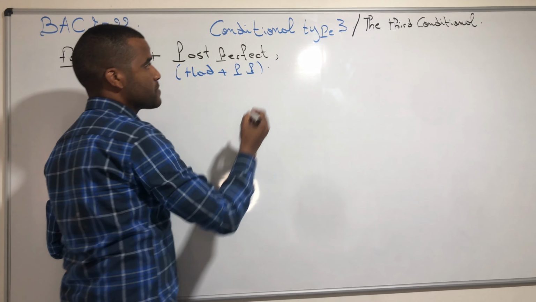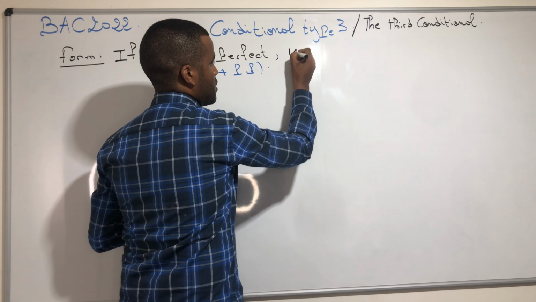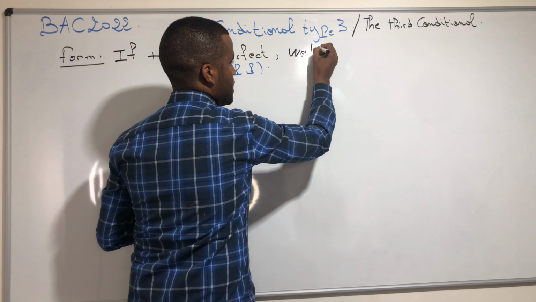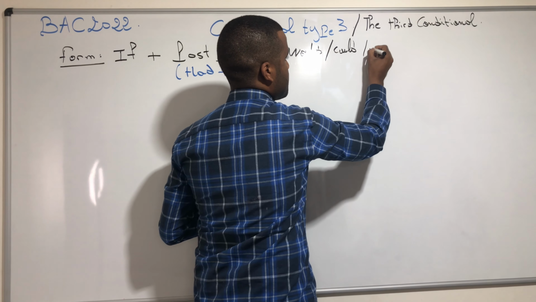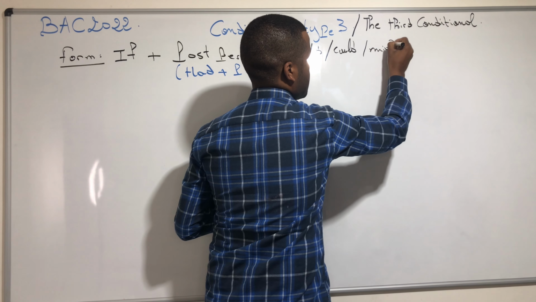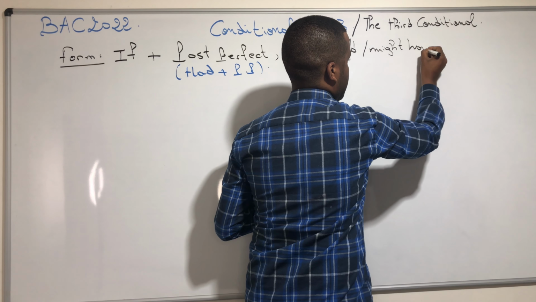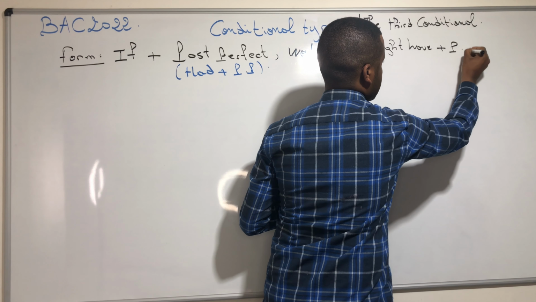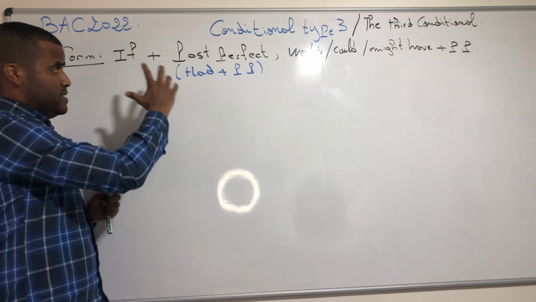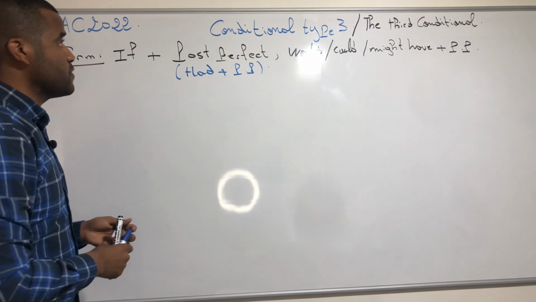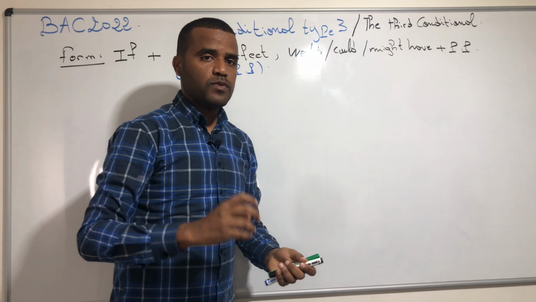Then we put a comma plus would have. Either we are going to put would, or could, or might, have plus the past participle of the verb. So the form of conditional type 3, or the third conditional, is: if plus the past perfect, plus would have, could have, or might have plus the past participle of the verb.